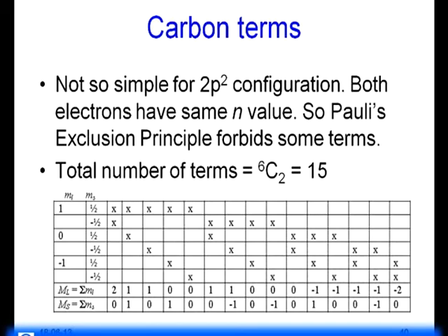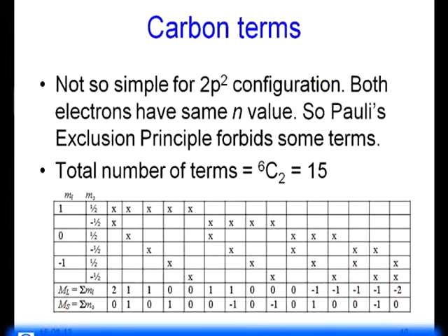In this case, the total number of possibilities is given by the combination. 6 is the total number of electrons that can be filled up in a p orbital, and you are choosing any 2. So it is 6C2, which is equal to 15. So from 36, now we have gone down to 15, and some of the terms which were possible for the 2p 3p configuration are not allowed for the 2p2 configuration because of restrictions of the Pauli exclusion principle. Now, what are the terms? To do this, we have to explicitly write down the possibilities.